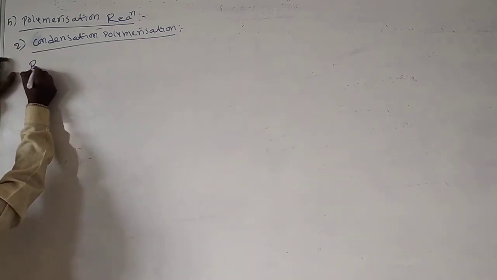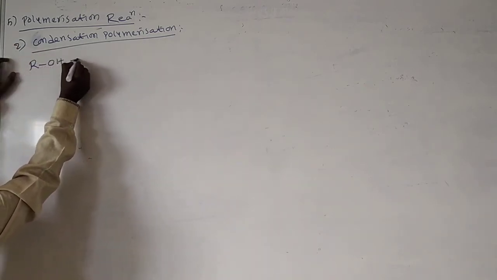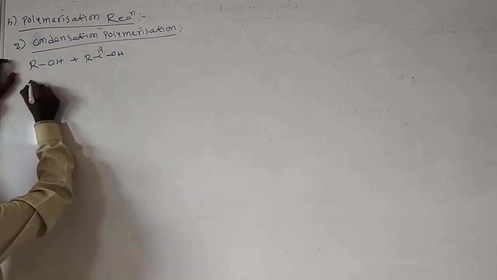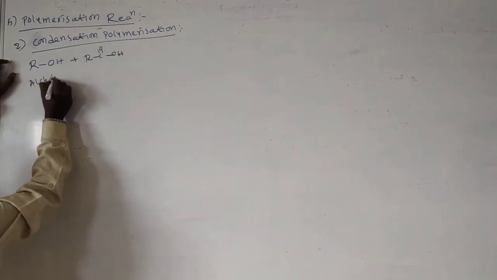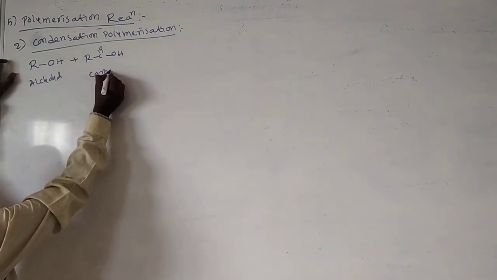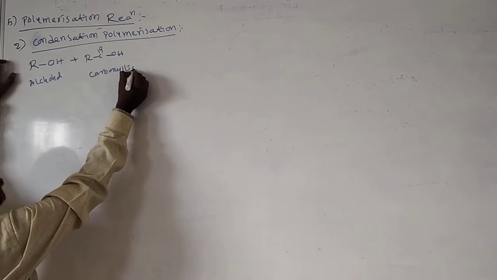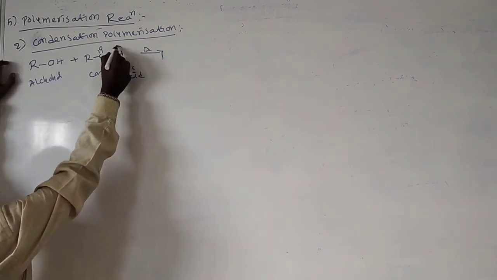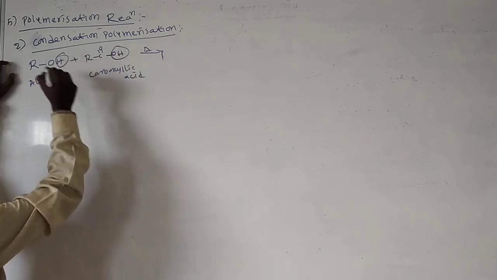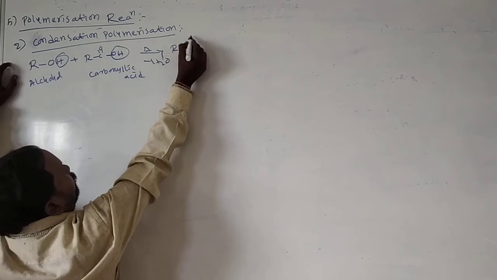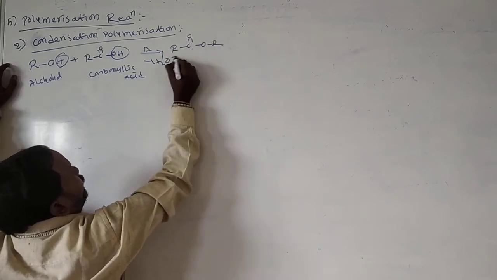Suppose ROH is there, and RCOOH is there. This is alcohol, this is carboxylic acid. Both are reacting with each other. What happened? OH and H, it loses water. This we call condensation.